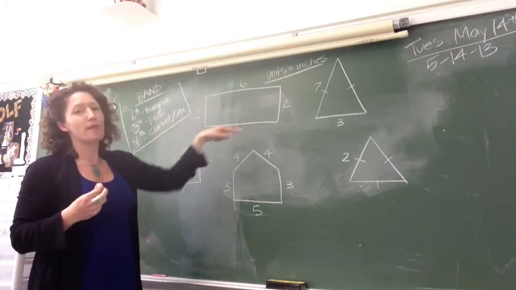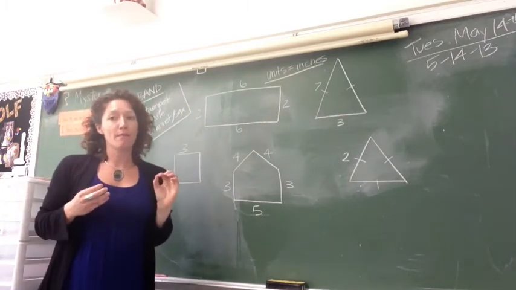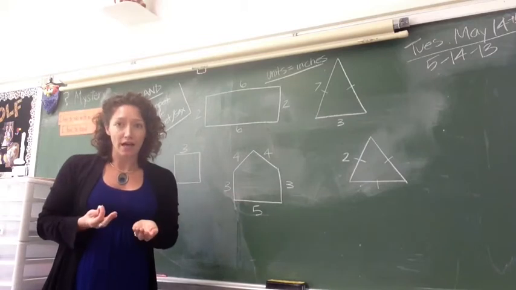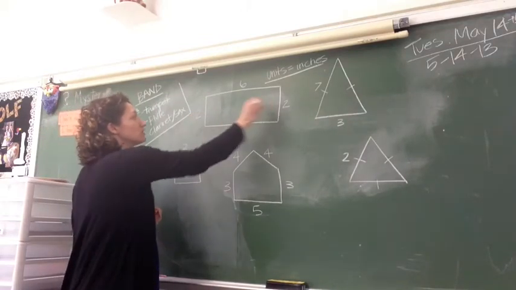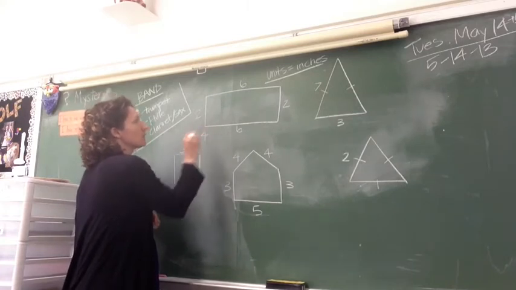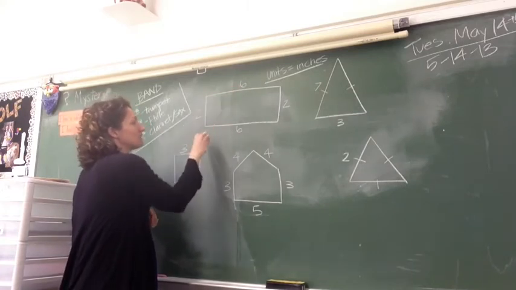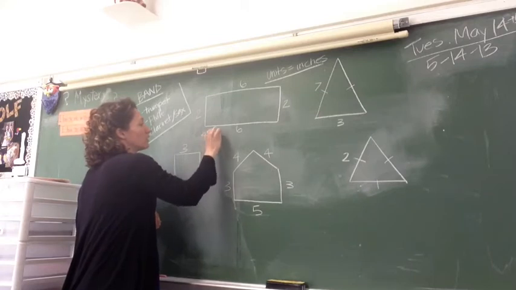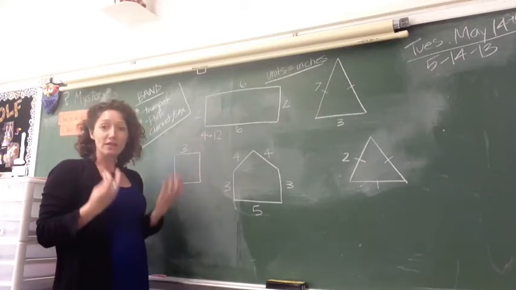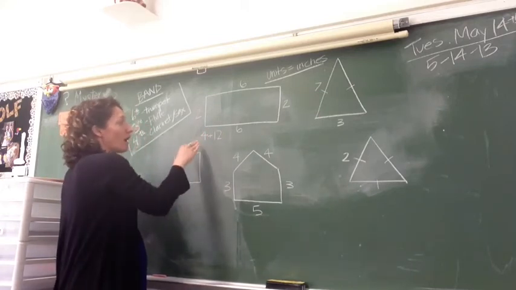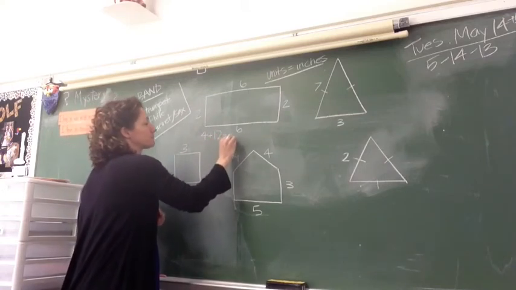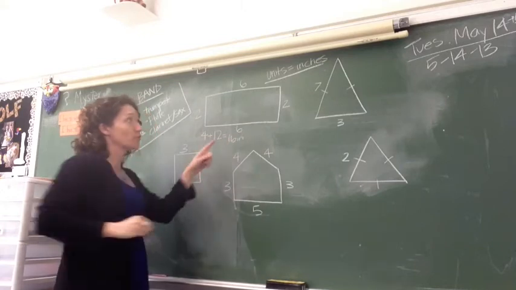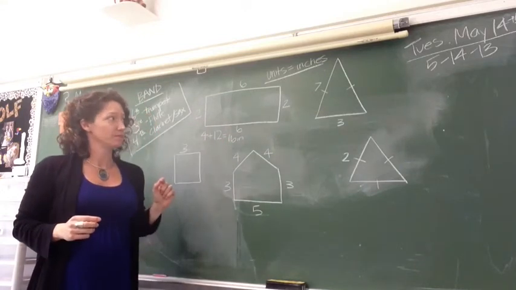So if I'm trying to find the perimeter of this shape, remember I want to add up each side, and the total is our perimeter. So here we have 2 plus 2, and that's 4. And then we have 6 plus 6, and that's 12. Okay, so to get the perimeter, we would add up 4 plus 12. So the perimeter of this shape is 16 inches.